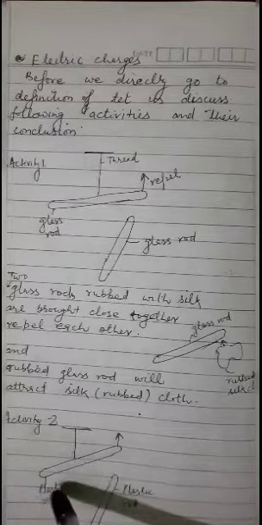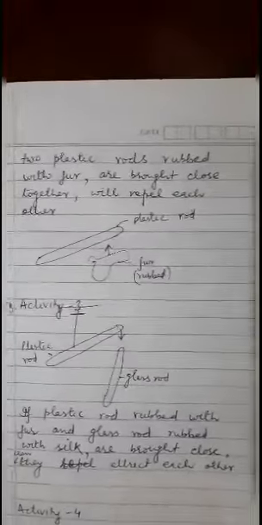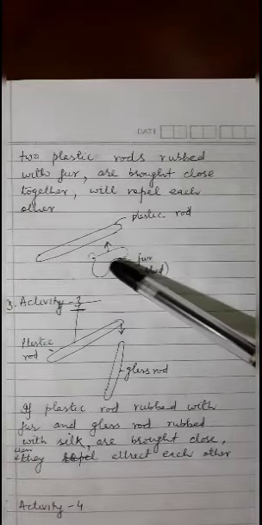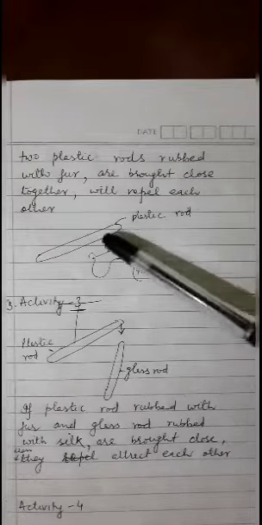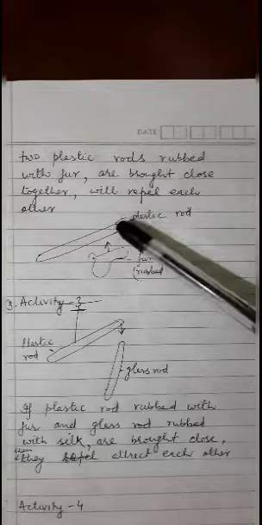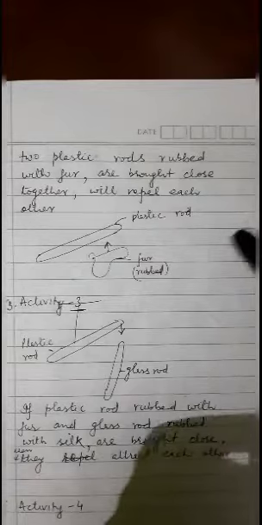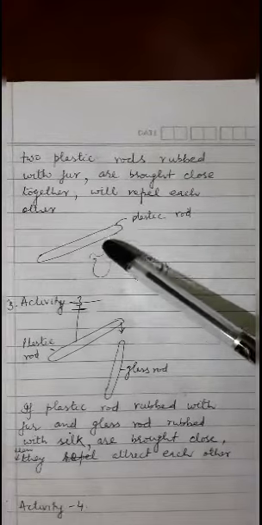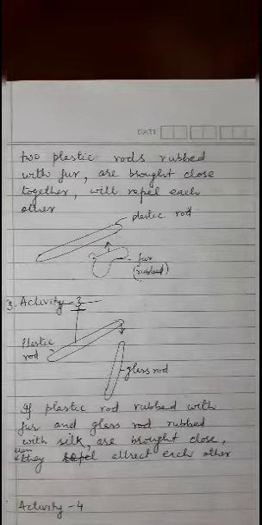Further, now two plastic rods rubbed with fur are brought close together. Again we find that the plastic rods move away from each other. This means that they repel. Further, this plastic rod is rubbed with the fur, and the fur is also rubbed with the plastic rod. You may say that both are rubbed together and then separated. Now when they are brought close, we find that the fur is attracted towards the plastic rod. So this was the second activity.